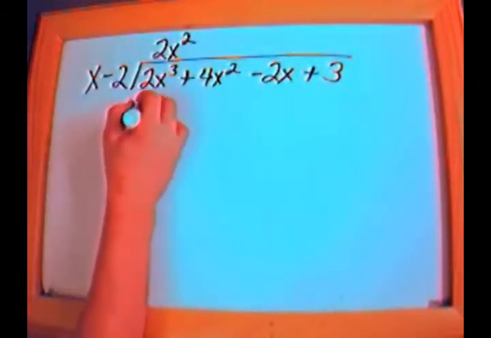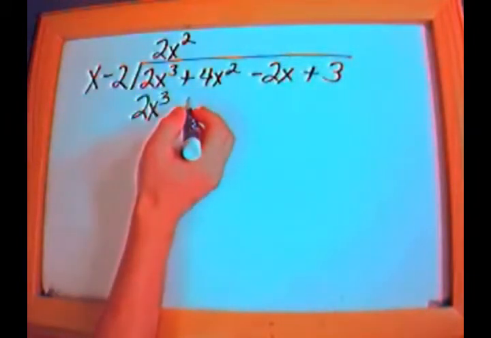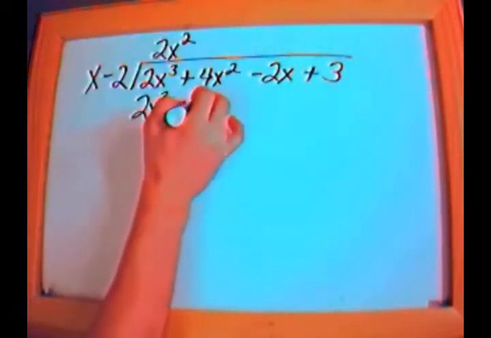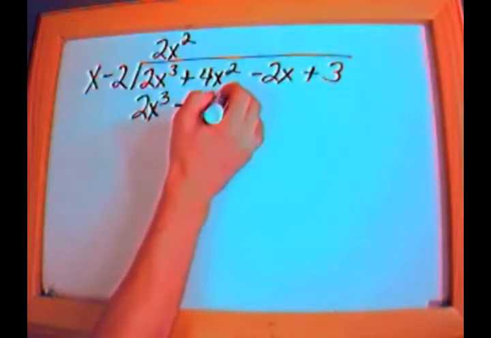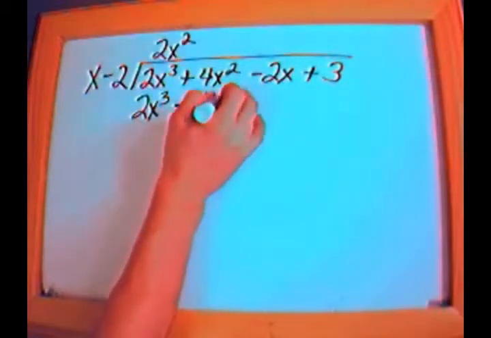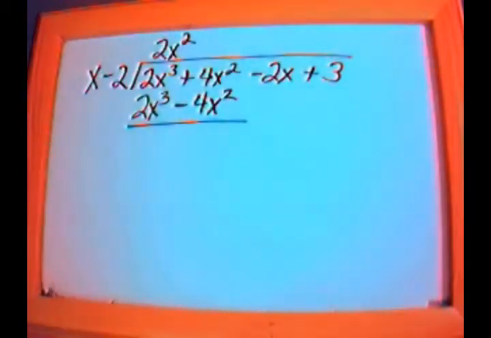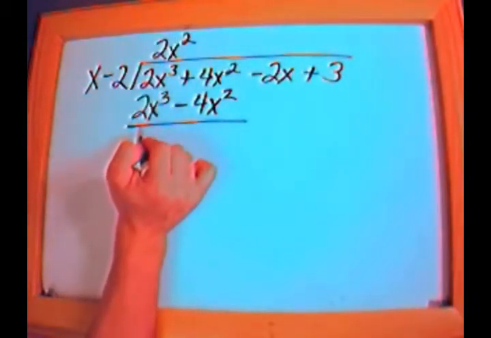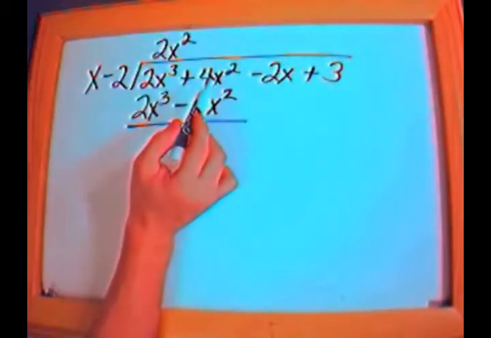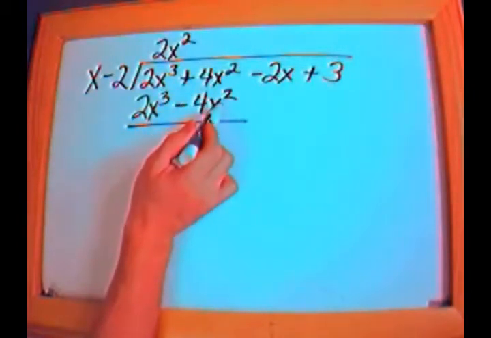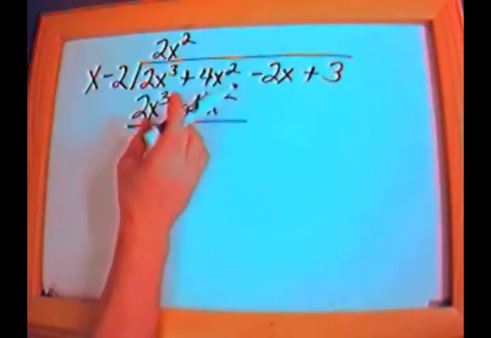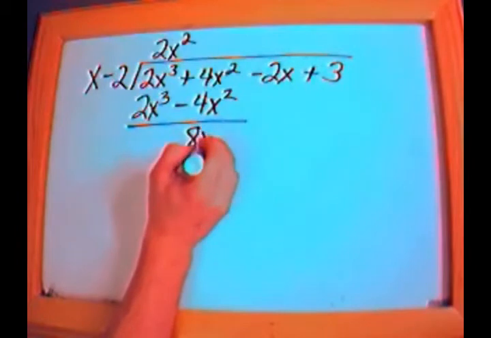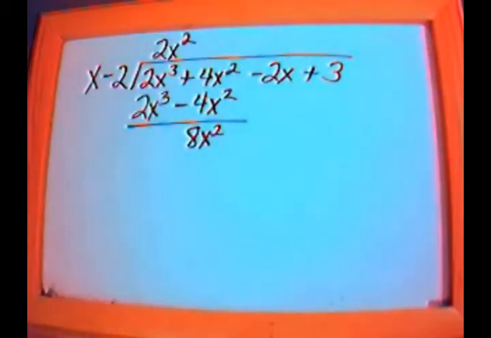So performing that multiplication, I'm going to have 2x cubed out here. And then 2x squared times negative 2 is negative 4x squared. Okay? So I draw my line. Now be careful here. 2x cubed minus 2x cubed gives me 0, so I'm not going to write it down. 4x squared minus a negative 4x squared. When you subtract the negative, it's like adding the number. So what I'm actually going to get here is 8x squared.